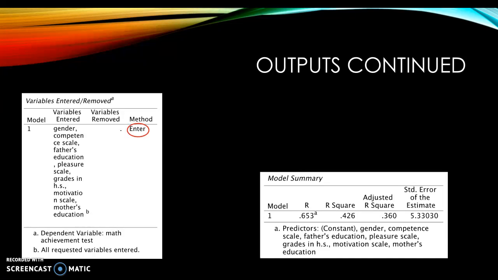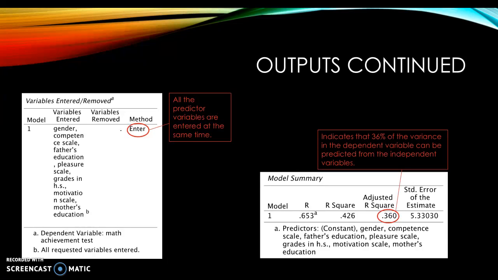R squared is 0.43, and the adjusted R squared is 0.36, as you can see is highlighted, meaning that 36% of the variance in math achievement can be predicted from gender, competence, etc. Note that the adjusted R squared is lower than the unadjusted R squared. This is in part related to the number of variables in the equation. The adjustment is also affected by the magnitude of the effect and the sample size.